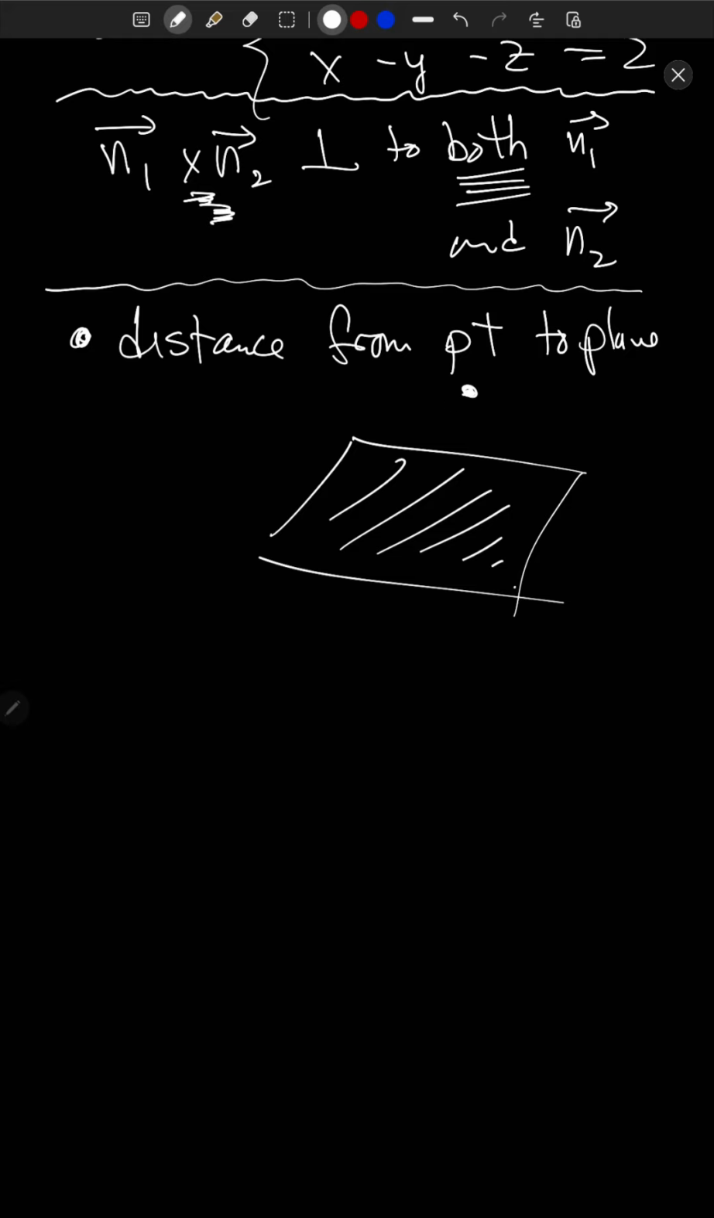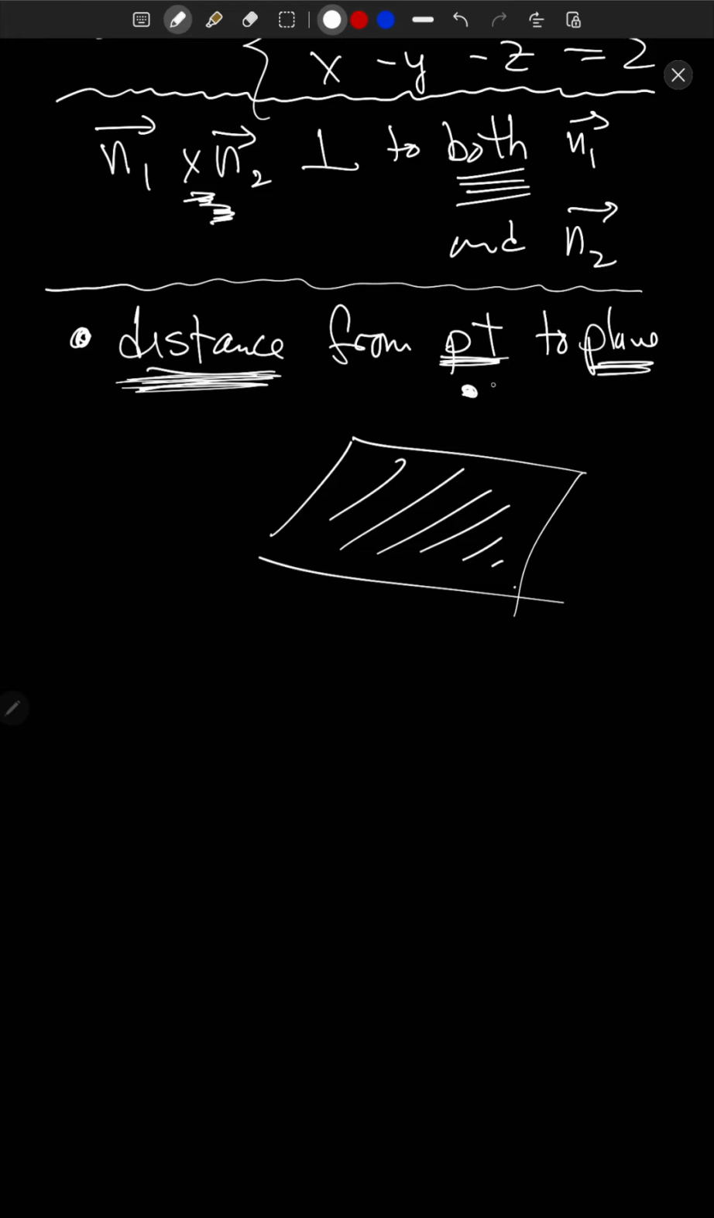Well, the book goes through a derivation for a formula for this distance. Of course, you're given the point and you're given the equation of the plane. But again, I'm going to skip it because I find it kind of foolish to find this formula when we're going to be able to do it using optimization in the future. And why optimization? Same exact reason as for distance from a point to a line.